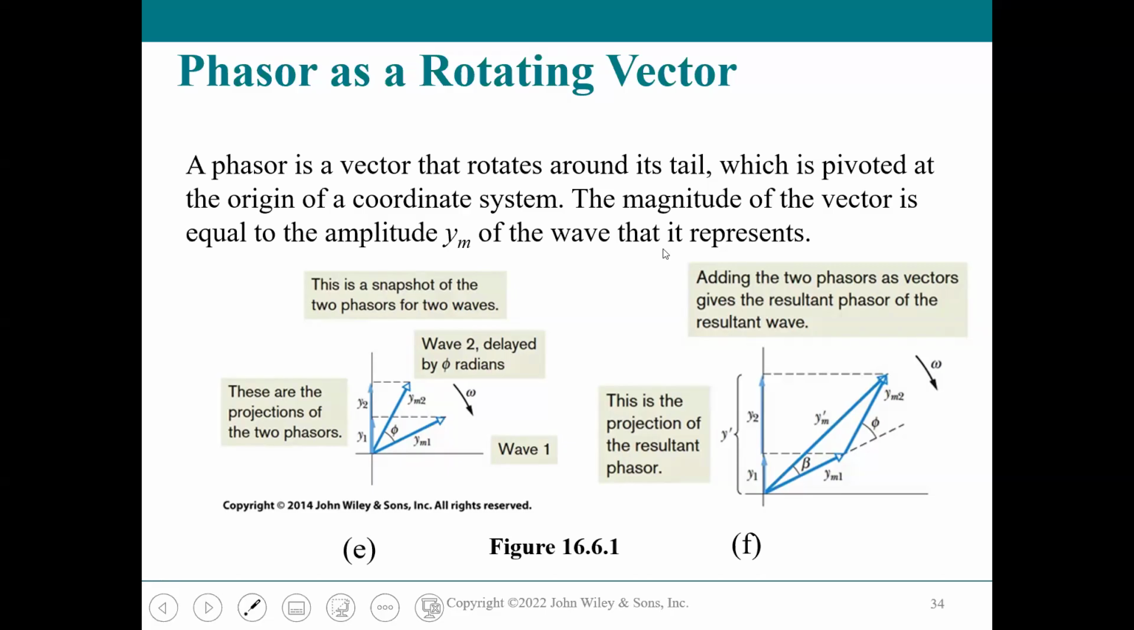Okay. So this one is the snapshot of the two phasors for two waves. Adding the two phasors as vectors gives the resultant phasor of the resultant waves. So this one is ym1, ym2, and then this one ym prime, and the phase is phi.